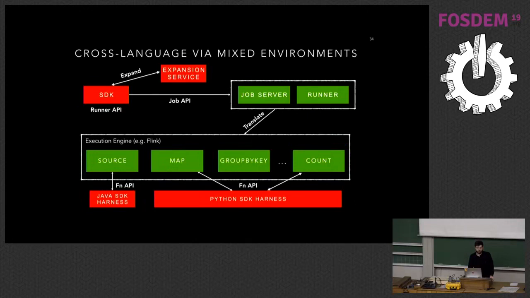And then when we do the rest of the translation, and when the job runs, we actually have two different kinds of SDK harness running. So we have a Java one for our Kafka source, and then we have maybe some Python data processing afterwards where we do some map and count, and we of course also have the native Flink or whatever execution engine you're using transform, like a group by key, which doesn't need an SDK harness or anything because it's supported by the execution engine.